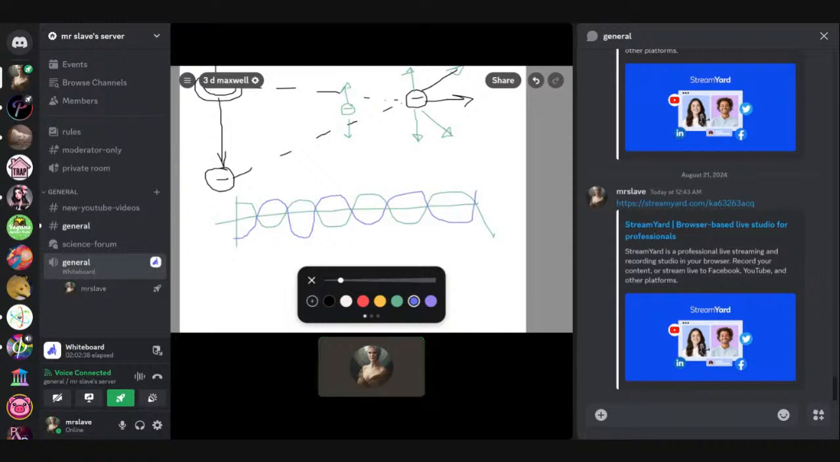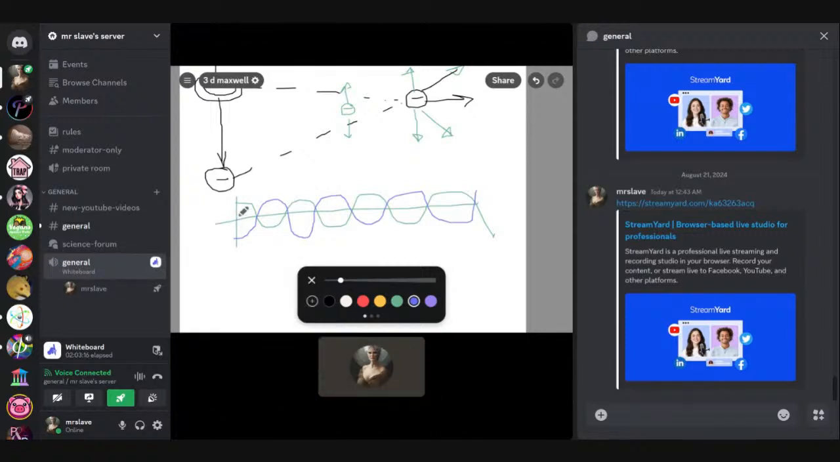Maxwell's equations don't really include phase. Of course they do. No, they don't. Where's phase in Maxwell's equations? Look, change in electric field causes a magnetic field. Change in a magnetic field causes an electric field, right?